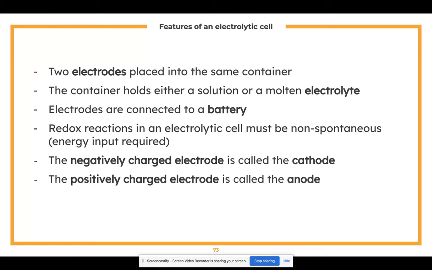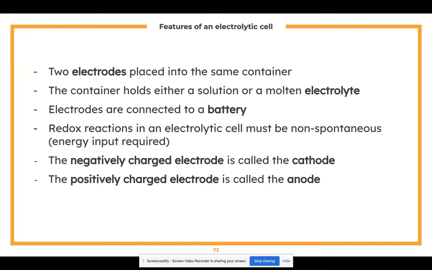The features of an electrolytic cell, it is important that we get comfortable knowing these things and writing about them, because one of the things you need to do in your assessment is compare and contrast an electrolytic cell versus a galvanic cell. By that point, it should be fairly drilled into your brain, but it's good to practice anyway.